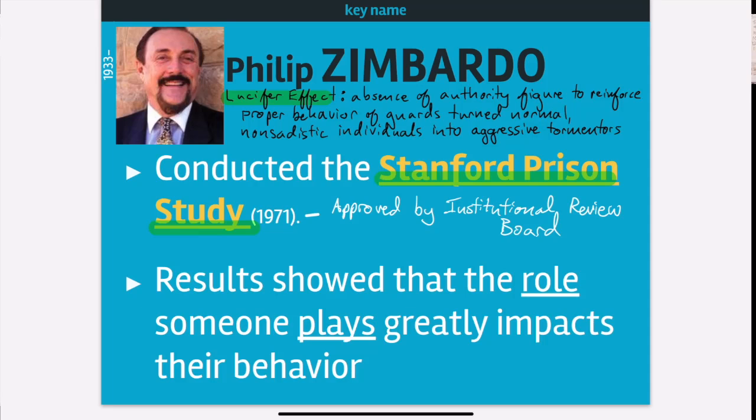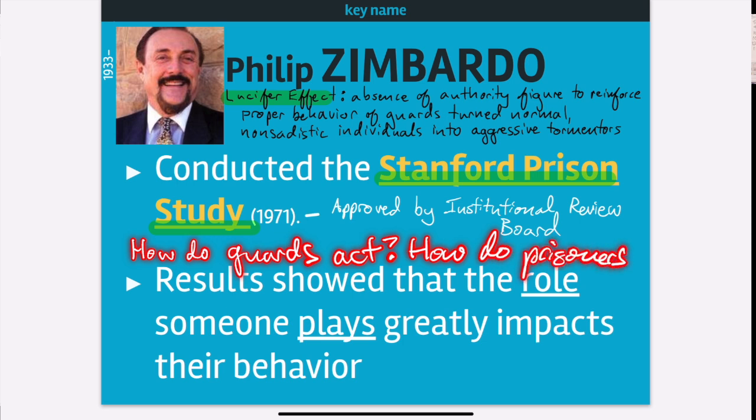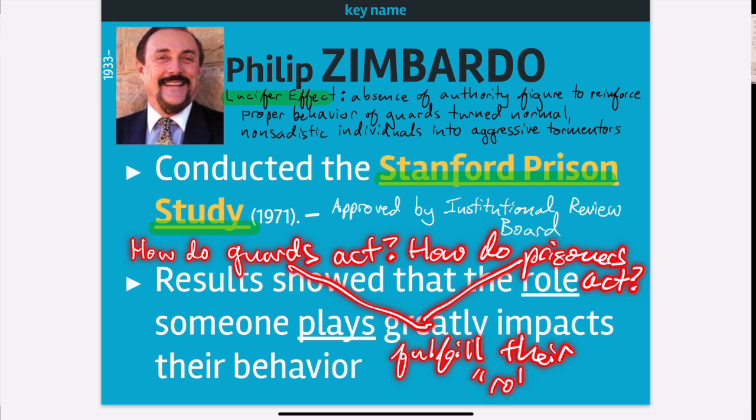What happens is that they very rapidly become sadistic. The prisoners go into their role of being prisoners, even though supposedly they knew that they could leave at any time, and the guards become extremely sadistic and controlling over the prisoners. Another woman who came in on the experiment that was working with Zimbardo actually forced them to end the experiment because it had gotten so out of hand. This resulted in the coining of the term the Lucifer effect. From this study, we get the belief that the absence of an authority figure to reinforce proper conduct turned normal, non-sadistic individuals into aggressive tormentors.